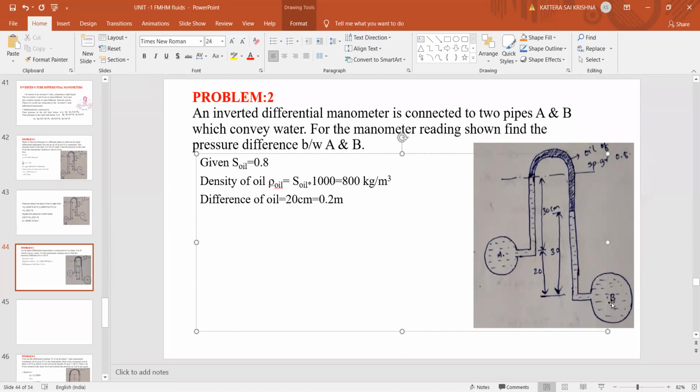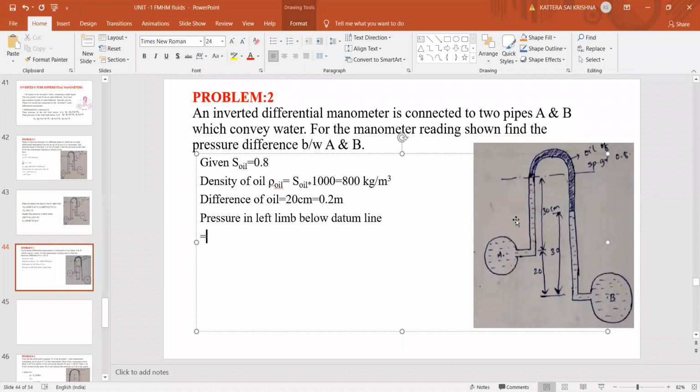Remaining things all are available here. So the fluid is water, and the density of water we already know is 1000. Next, what we need to do is take the pressure in the left limb below the datum line. Pressure in left limb below datum line is equal to, right? Who will tell the pressure in the left limb below datum line? How many pressure terms will be there?